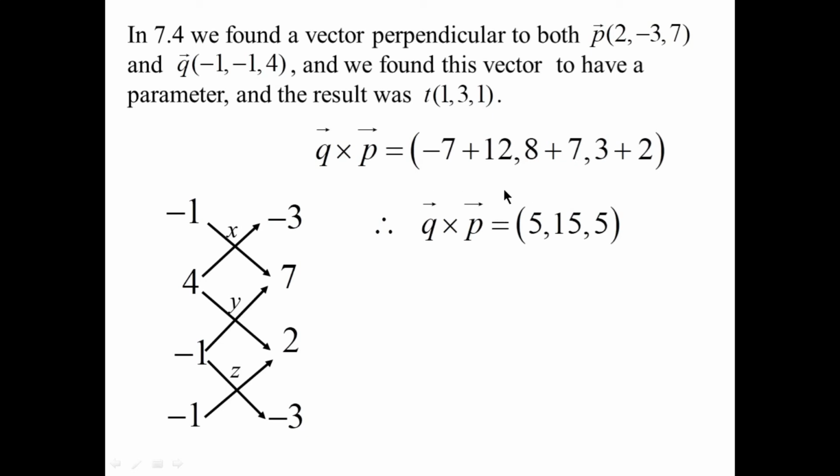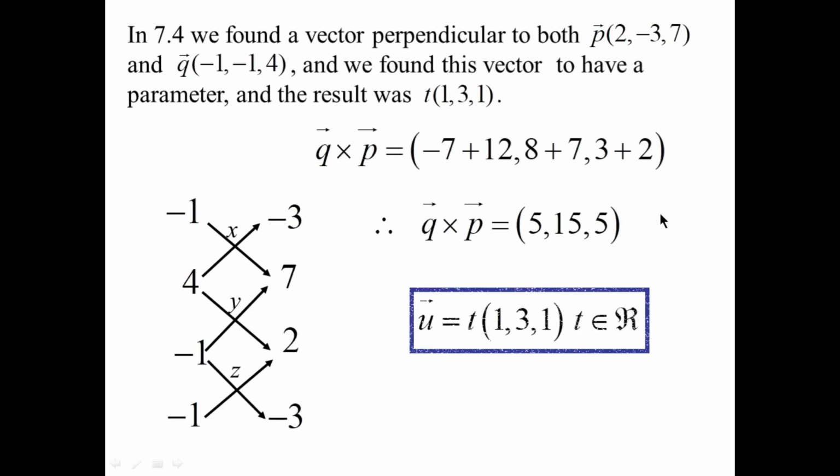So we could just cross the vectors and we get a vector perpendicular to them both, but the other way, with the use of a parameter, we had any multiple of (1, 3, 1). So that's a couple of ways to find vectors perpendicular to two vectors which are defining a plane. Let's remember, if you've got an extra variable, you can make it a parameter.